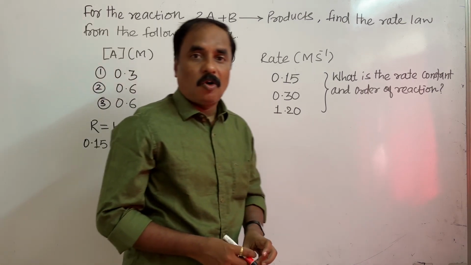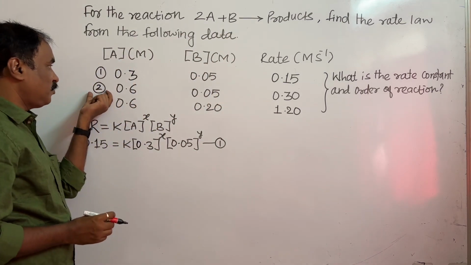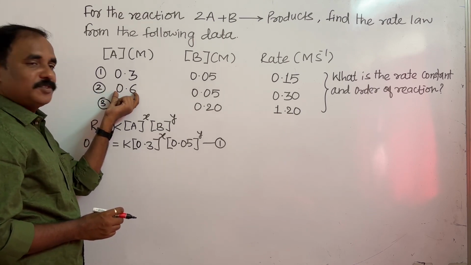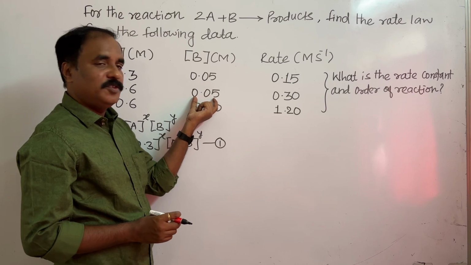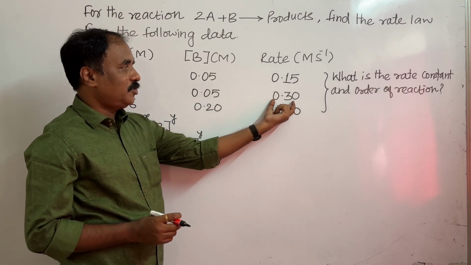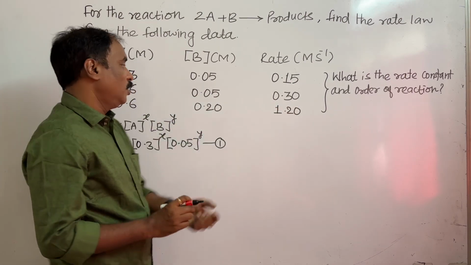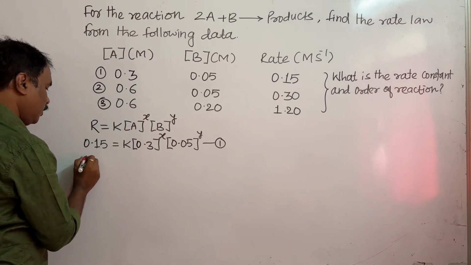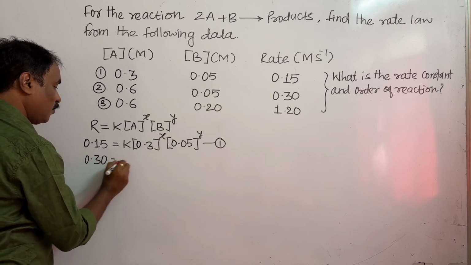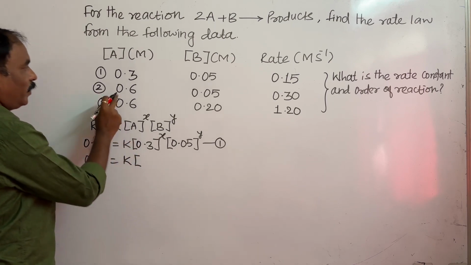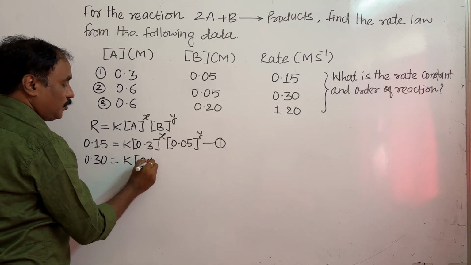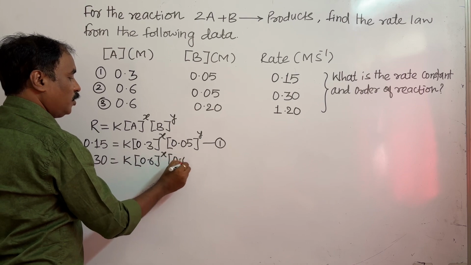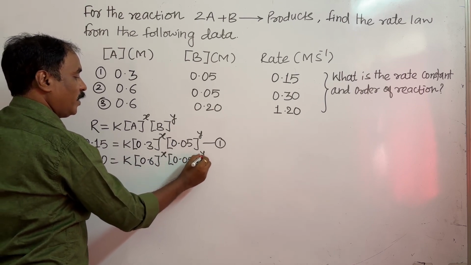Now concentrate on observation number 2, experiment number 2. In experiment number 2, the concentration of A is 0.6, the concentration of B is 0.05 molar, so the rate of reaction is 0.30 molar per second. Now put these observations in the rate law. Second equation: the rate of reaction, 0.30, is equal to K into 0.6 to the power X, into 0.05 to the power Y. This is equation number 2.